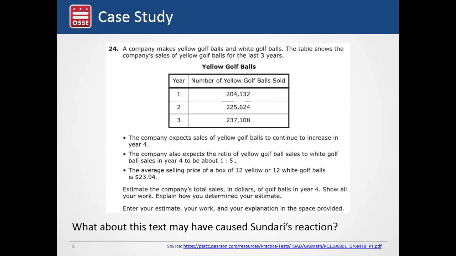Here's that PARC math sample. There's text on the top, there's a graphic in the middle, more details under the graphic, and then there's an ask, and the ask is for her to make an estimation, explain how she came to that estimate, and then use the space provided to enter her estimate, do her work, and provide her explanation. Remember, yesterday, when Sundari was presented with this, she put her head down.